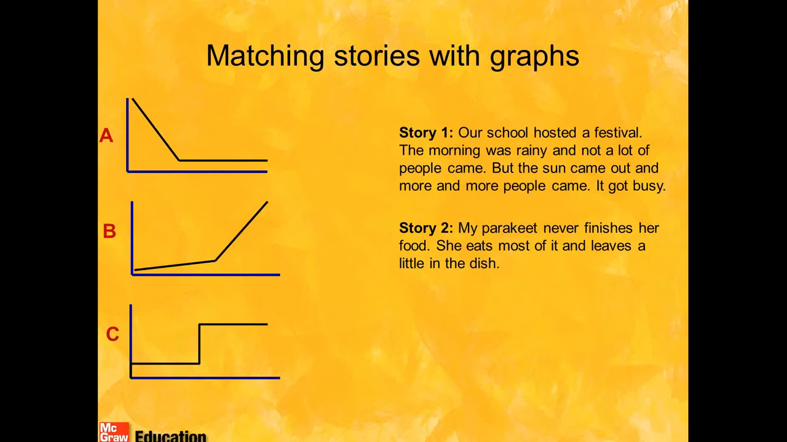Which graph would represent that story? That's right, A, because the parakeet eats her food at a constant rate, and then there's some left, and that little bit left stays for a period of time.